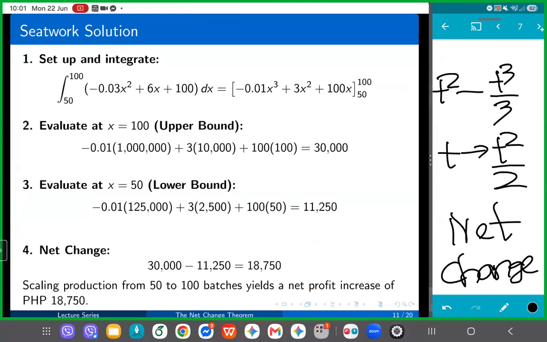Is there a question before we continue to the next example on net change? Last example though. Then that's it for this session. Question.